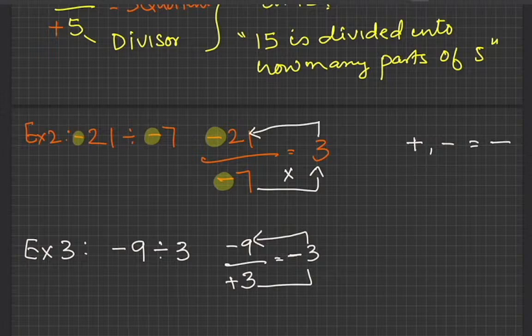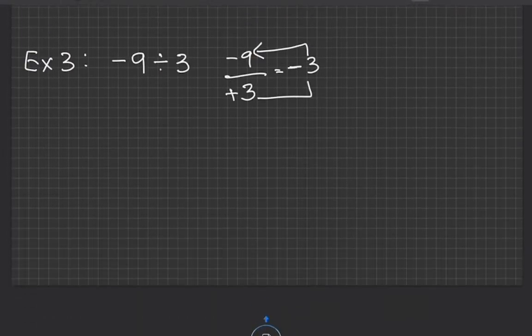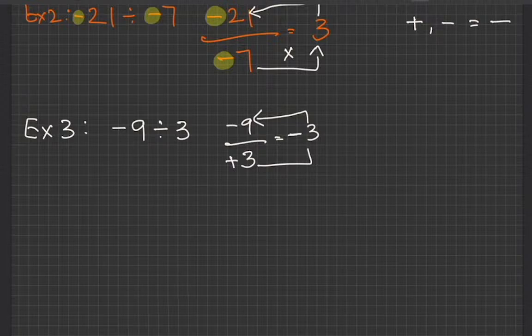Negative 3 it is, not 3. Because remember, 3 is a different integer and negative 3 is a different integer. So it's a different number, and you have to be a bit careful. So 3 is not the answer.